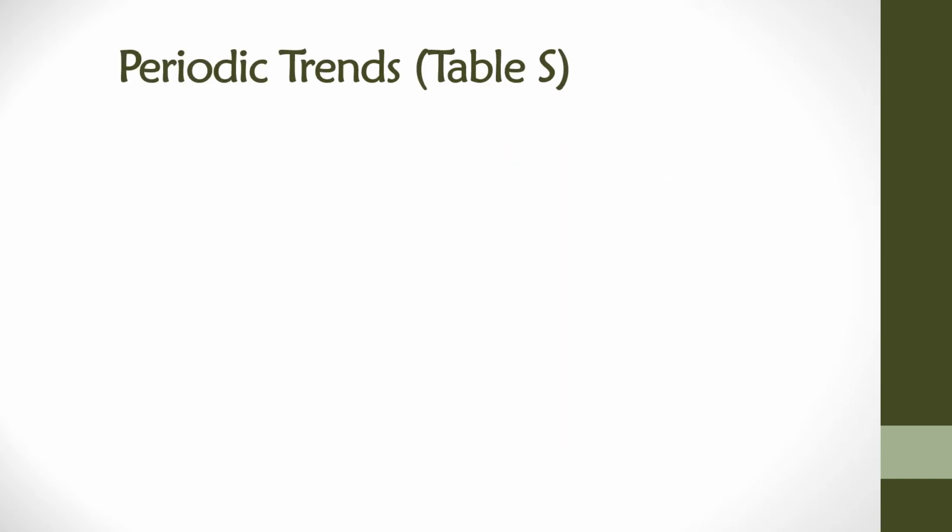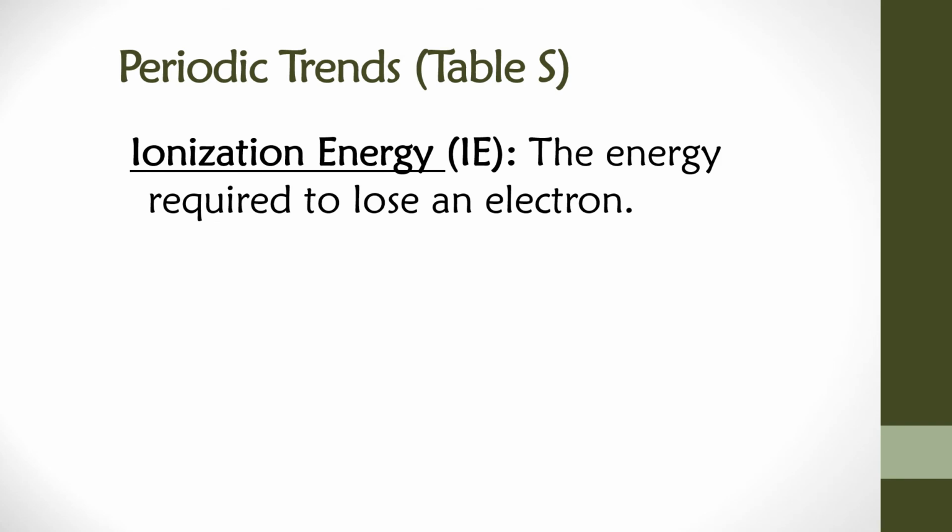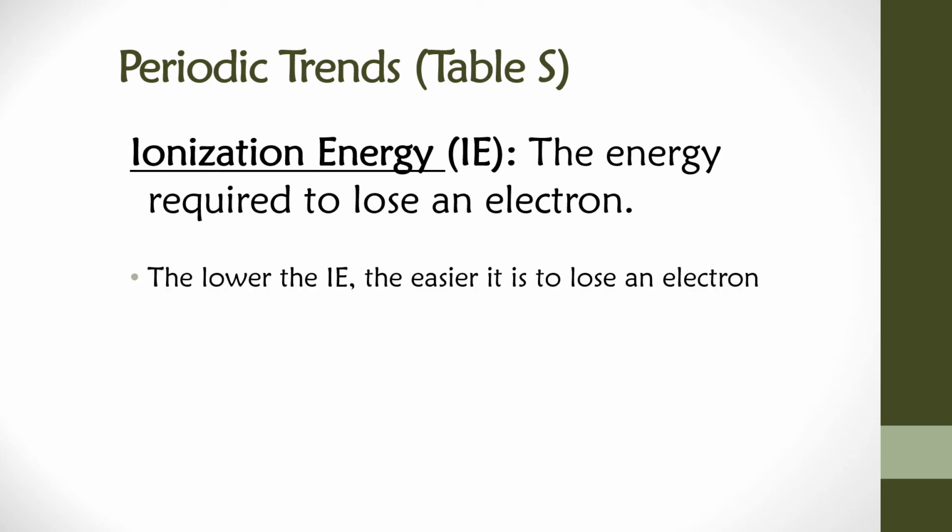Alrighty, so the next trend that we'll be talking about is the ionization energy. Ionization energy is the energy that is needed for any atom to lose one or two of its electrons. Now, if the ionization energy is low, then there's a very small amount of energy required to lose an electron, which means it is easier for that atom to lose its electrons.